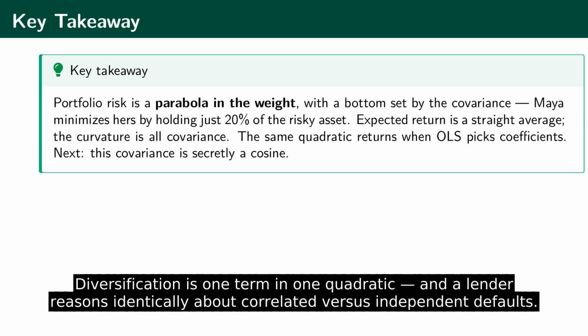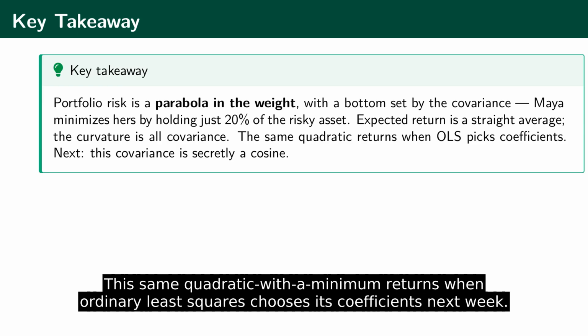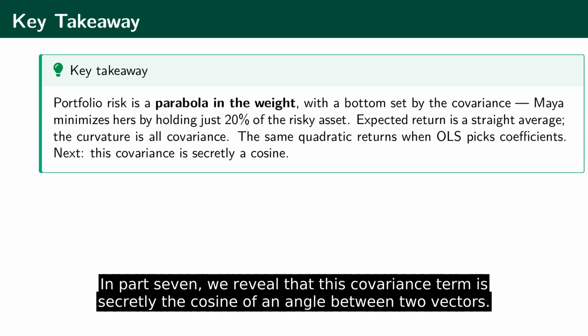This same quadratic with a minimum returns when ordinary least squares chooses its coefficients next week. In Part 7, we reveal that this covariance term is secretly the cosine of an angle between two vectors.